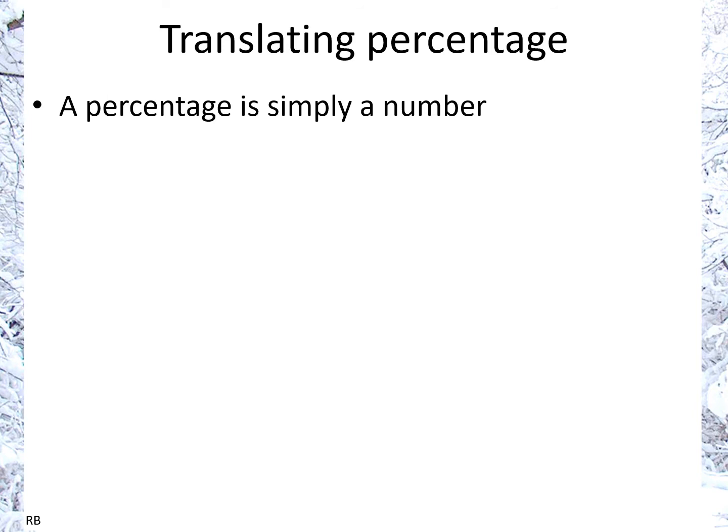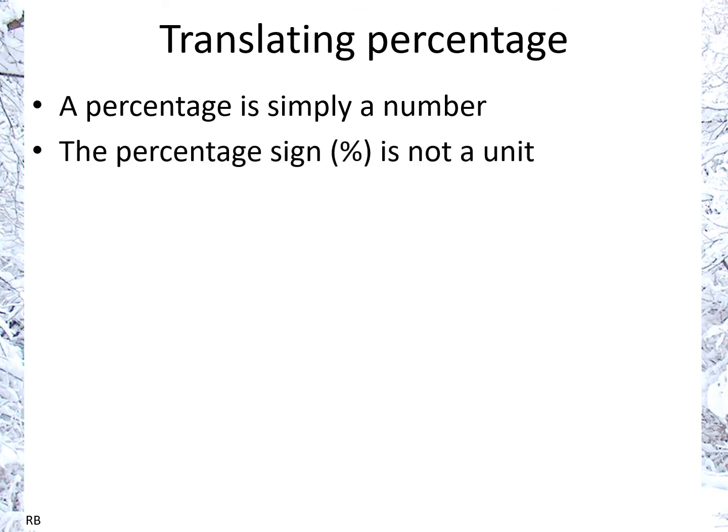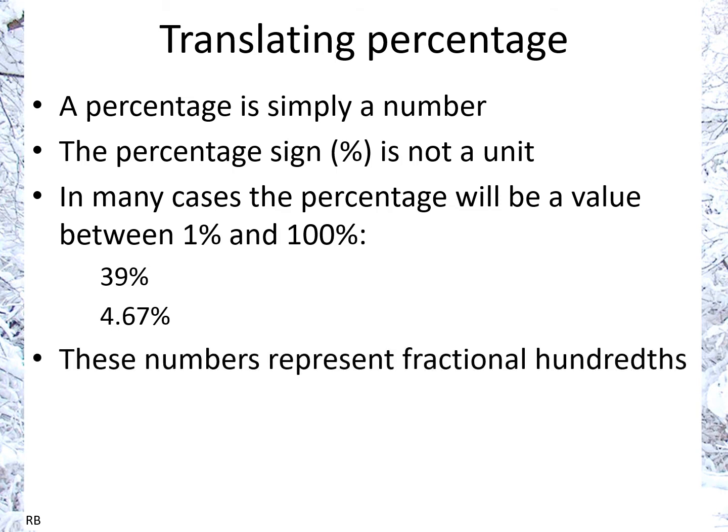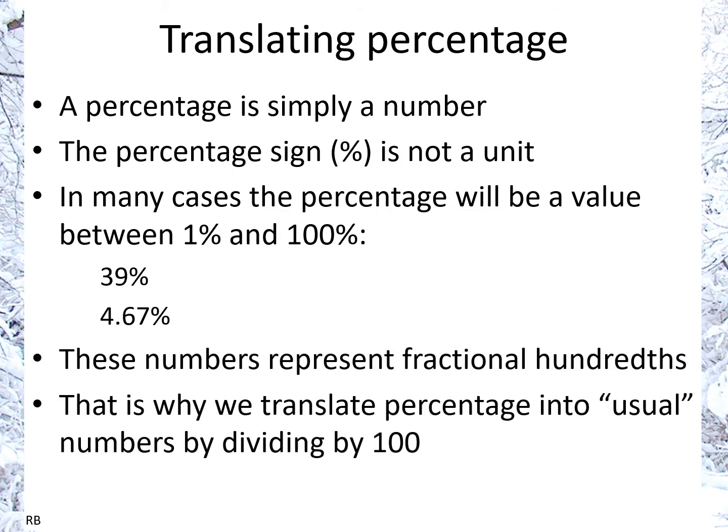A percentage is simply a number. The percentage sign is not a unit. It's not like kilograms, liters, kilometers, anything of that sort. In many cases, the percentage figure will be a value between 1% and 100%. So examples would be 39% or 4.67%. These numbers represent fractional hundredths. That's why we translate percentage into the usual numbers by dividing by 100. So 39% would be 0.39, and 4.67% would be 0.0467.